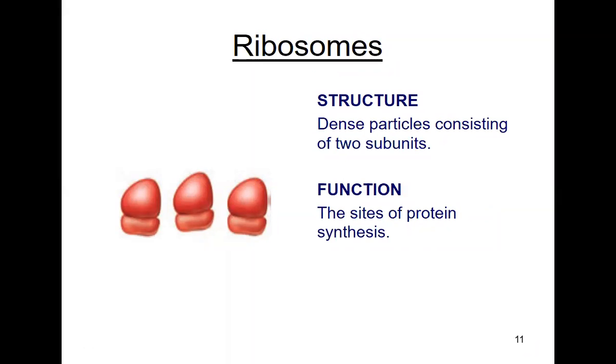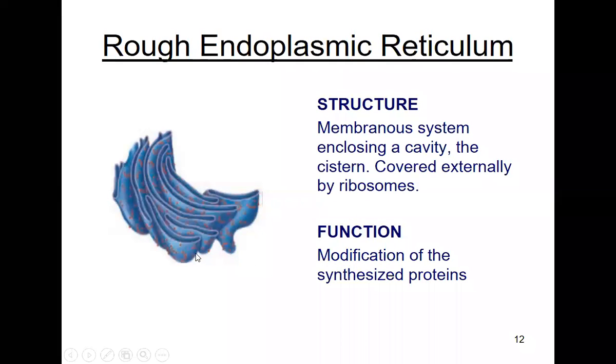Then we have ribosomes, very small bodies called ribosomes. The structure: dense particles consisting of two subunits. If you see here, this is how they look. Ribosome with two subunits. Function: they are the sites of protein synthesis. They help in the protein synthesis. Now you can see the small bodies, many bodies around. These are called the ribosomes.